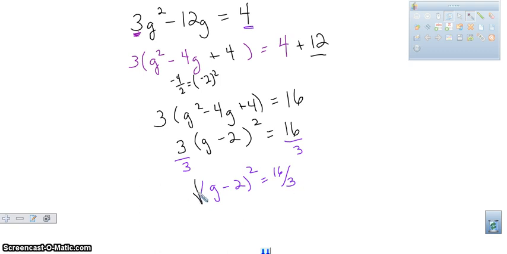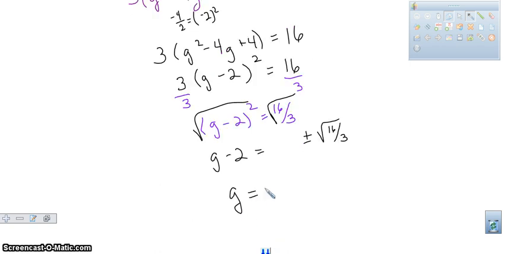And now you can take the square root. So I get g minus 2 equals plus or minus the square root of 16 thirds. So my answer is g equals 2 plus or minus the square root of 16 thirds, which I know is probably not a great answer, but I'm going to leave it like that for the video. When you take your quiz over this, there could either be decimals there, or they might just leave it written like that. And those are both your answers. They're real answers because there's no i. That's it.